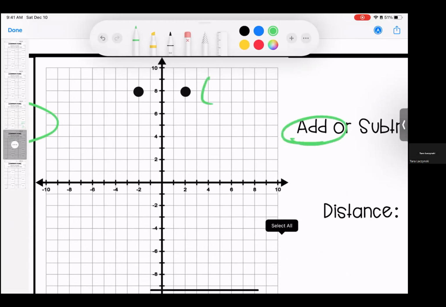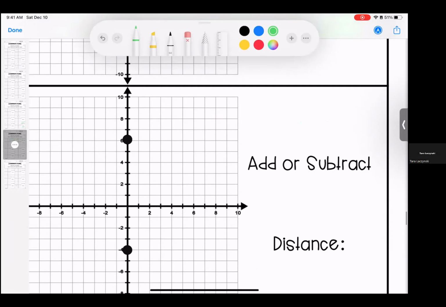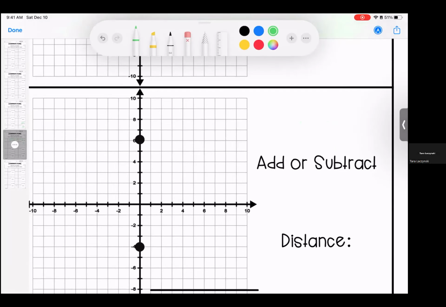We have an x of 2 and a y of 8. We have an x of negative 2 and a y of 8. So we're looking at these values. The absolute value of negative 2 plus the absolute value of 2 gives me a total of 4 units of movement. Down here, we are on our y.